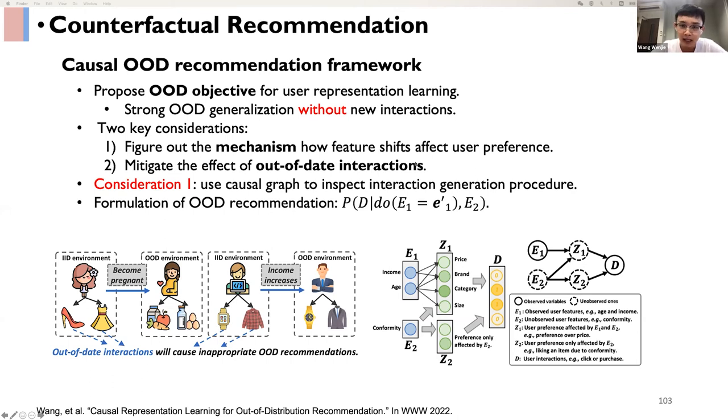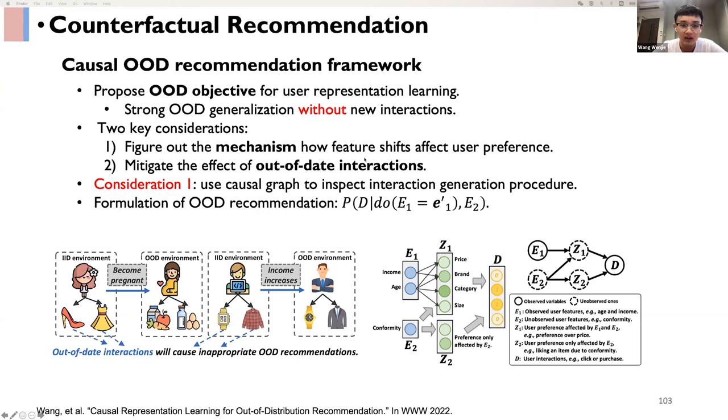It means that before the feature changes, we like some items, right? After the feature changes, we like different items. So the interactions before the user feature changes will become out-of-date interactions. They will not be consistent with the new user preference. So they call them out-of-date interactions. We must mitigate the effect of out-of-date interactions.